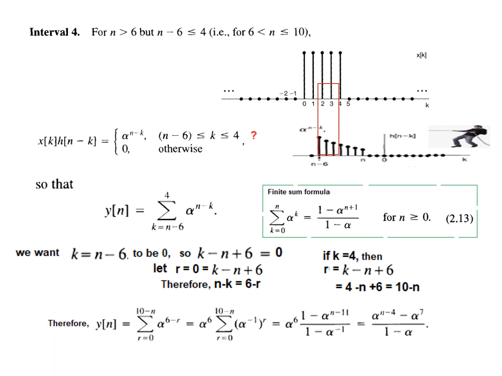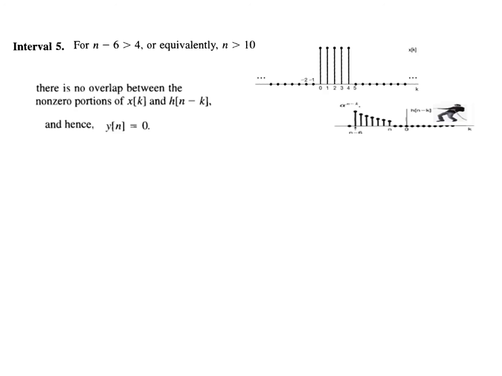So now let's see the new summation equation. So r from 0 to the upper limit 10 minus n, and this has changed to a^(6-r), and now we can take a^6 out. So this is the remaining variable, plugging in this formula, and we get this answer. And finally, when n has moved out, n is greater than 10, or n minus 6 is greater than 4, there is no overlap, so the output is 0. So this concludes our finding of the final values.